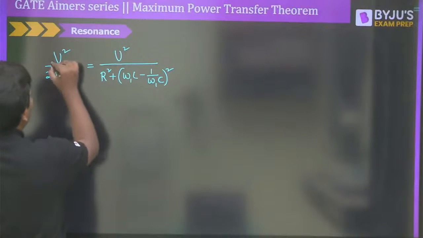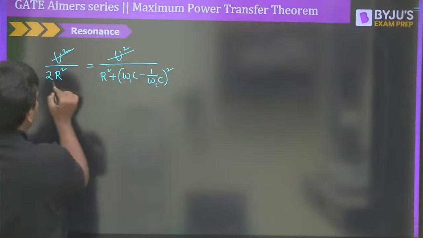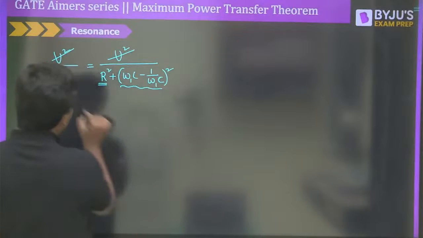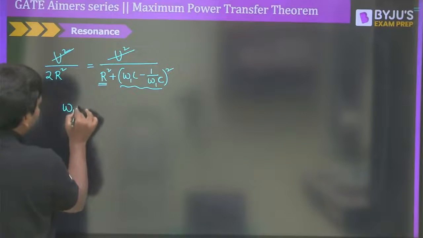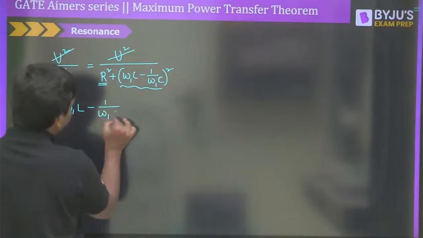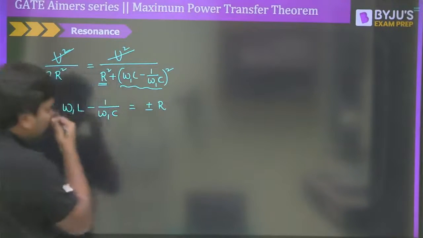Now tell me, this will get cancelled here, and this is 2R square. Already R square is there. So that means this total, what is it going to become now? Omega 1 into L minus 1 divided by omega 1 into C has to become plus or minus R here. Clear? Plus or minus R.